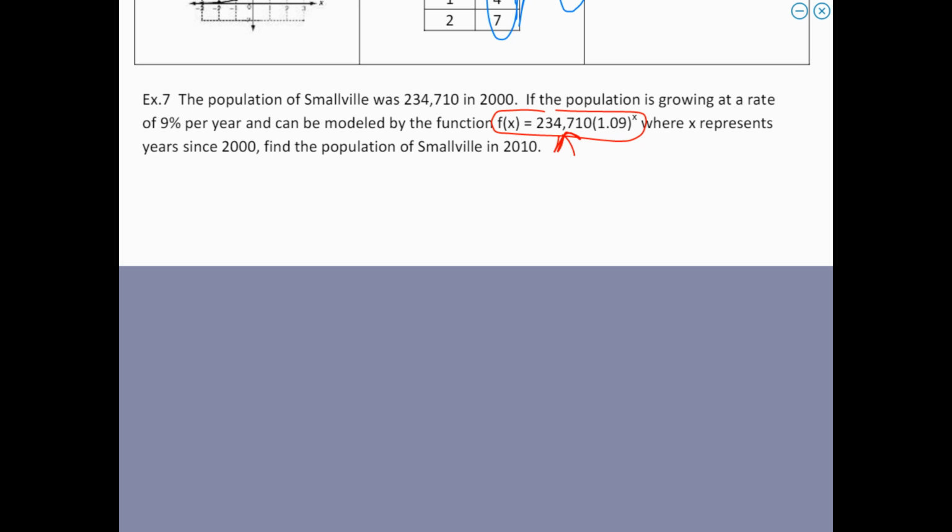Where did this 234,710 come from? The population. Yeah, this starting population up here. Okay, that's the starting amount that we started with. Where did this 1.09 come from? The 9% that was going every year. It's growing 9% every year. Well, if we write 9% as a decimal, it's just 0.09, right? So where did that 1 come from?